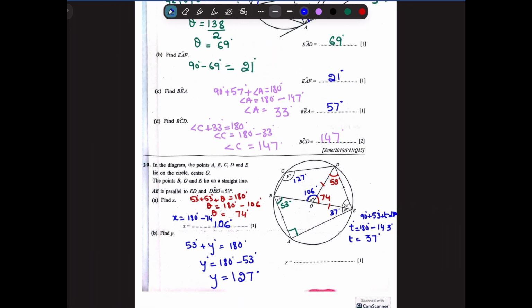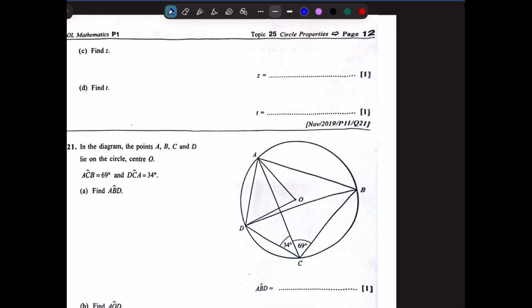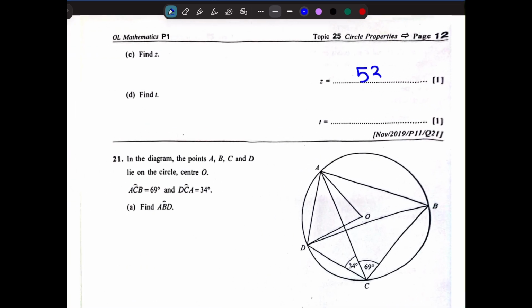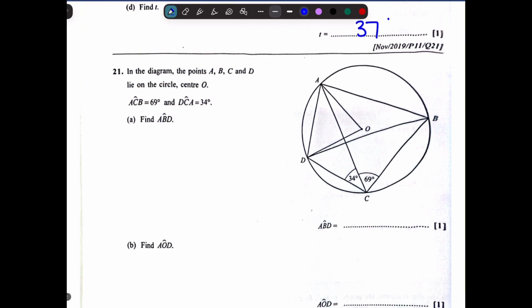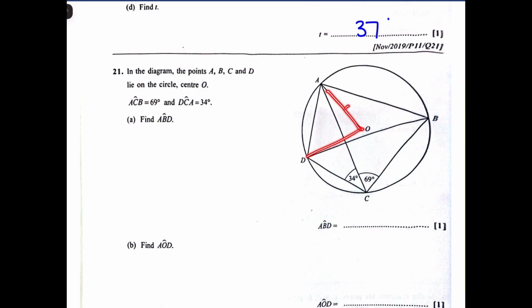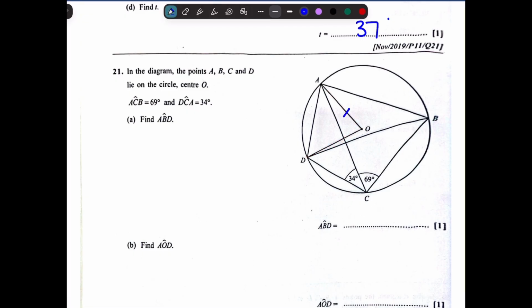So let's move on. Z is 53 and T is 37 degrees. In the diagram, points A, B, C, D lie on the circle with center O. So these are the radii. Let's mark them. ACB is 69, DCA is 34. Find ABD. So this angle.